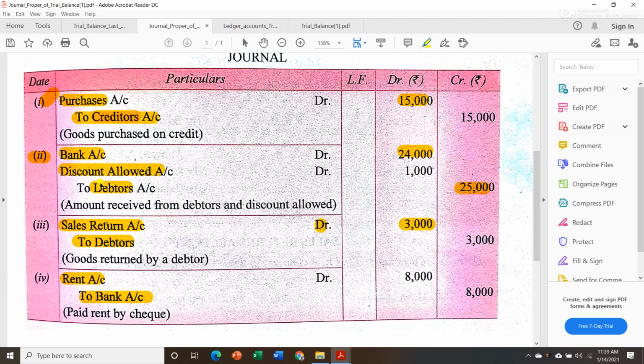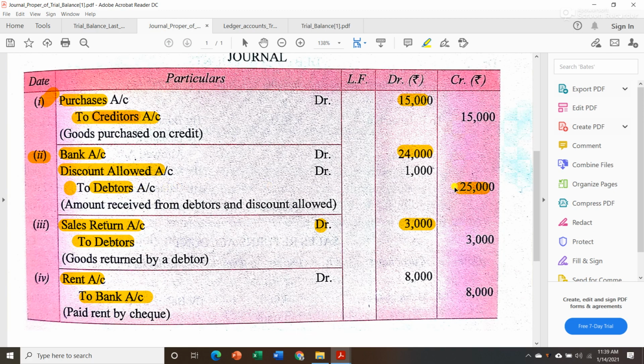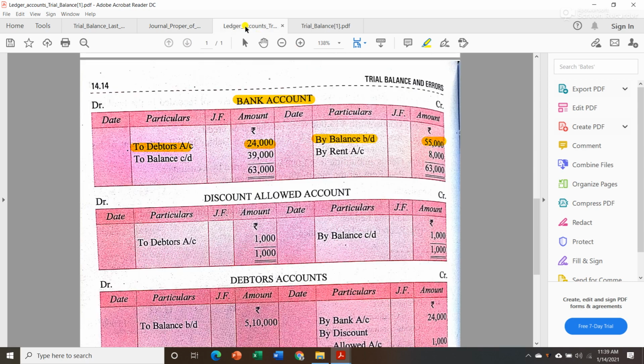Then let's see the transaction. In the ledger we will write to debtors account. Okay, so to debtors will come in here, and how much? This one is discount allowed. To debtors account 24,000, and how much amount did we get in bank? It is 24,000. So we will write in here 24,000.